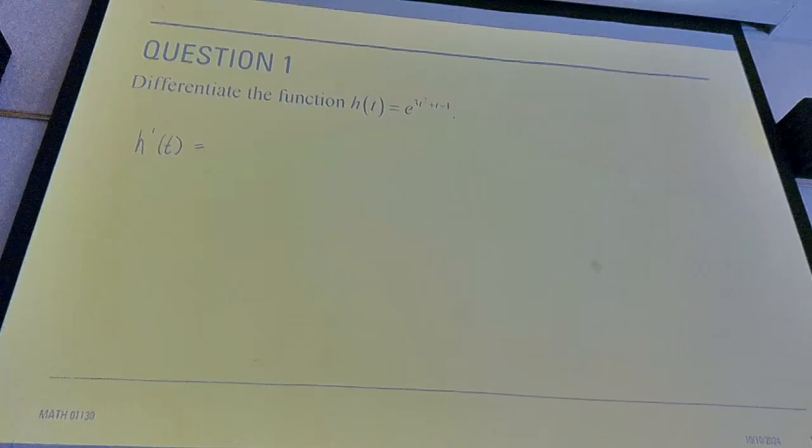So, what's the derivative? E to the power of 3t squared plus t minus 1. What are you missing? Chain rule. So you have to take the derivative of the exponent. So what is the derivative of the exponent? 6t plus 1.